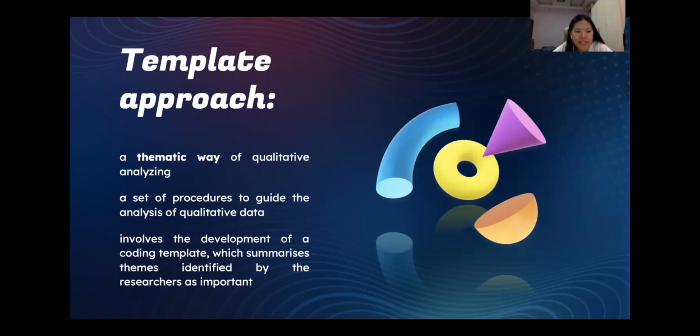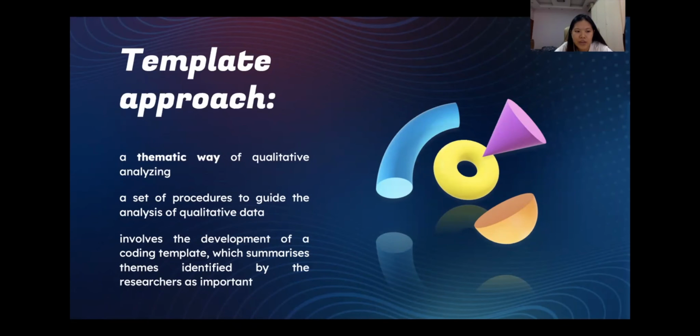And yes, while the grounded theory approach starts with an open perspective and does not require much theoretical pre-understanding, in contrast, the template approach utilizes existing concepts and theories, and it is a thematic way of qualitative analysis, a set of procedures to guide your analysis. And normally, this is an approach to use when you're looking to characterize common threads and issues across the dataset, where you define a pattern or a theme in your qualitative data.